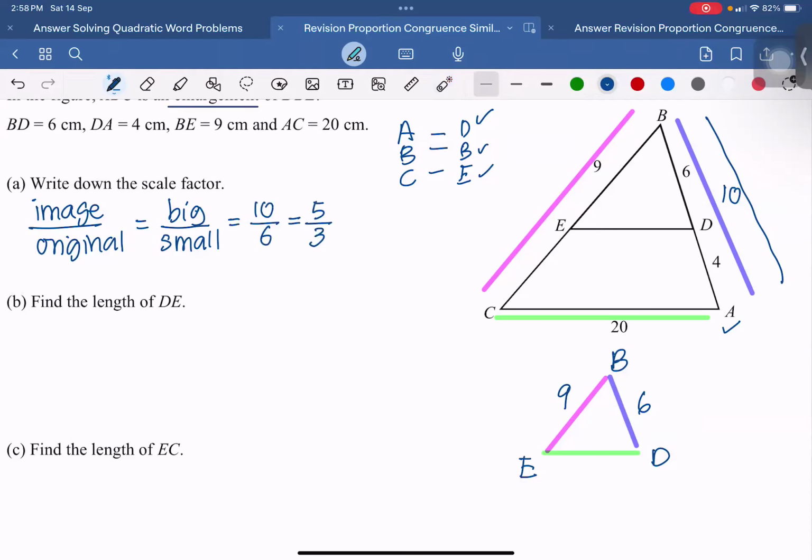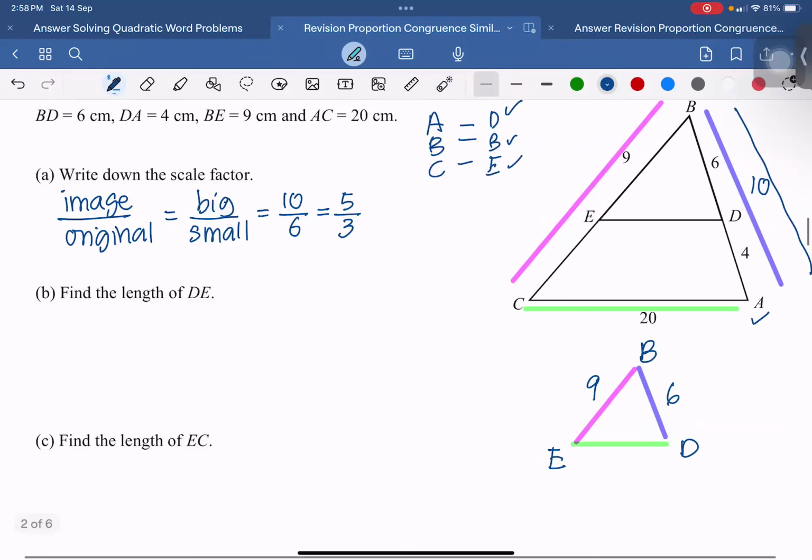Where got 2/5? Hello. 5/3 lah. Who's the one that tells me 2/5? Okay, never mind. I continue, okay?